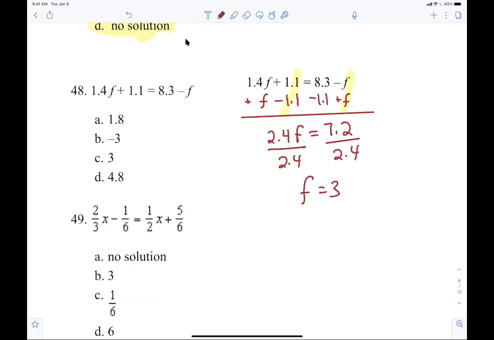Now don't forget, if you need to look at that and say, I moved the decimal over once, move the decimal over once. So that's like 72 divided by 24, which is 3.